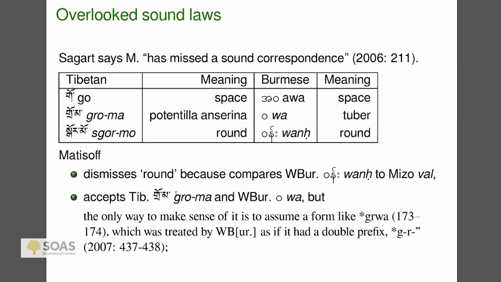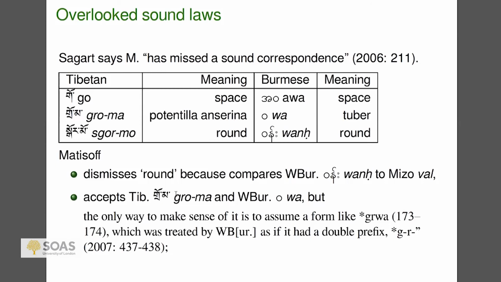So Matisoff dismisses this round because he prefers to compare wan in Burmese to val in Mizo, and I don't even quite know what his logic is, but anyhow, that's what he says. I guess it's that he thinks it should be an L final and not an R final in Tibetan, but it's not totally clear. And then he accepts the comparison of groma, which is some kind of root vegetable, to wa in Burmese.